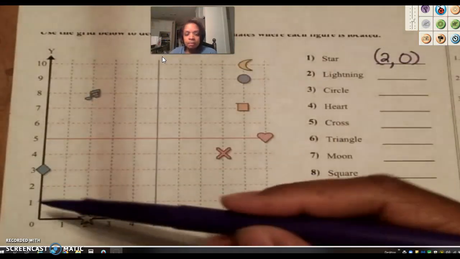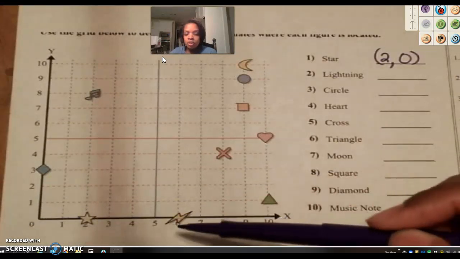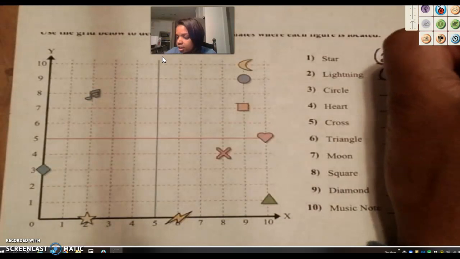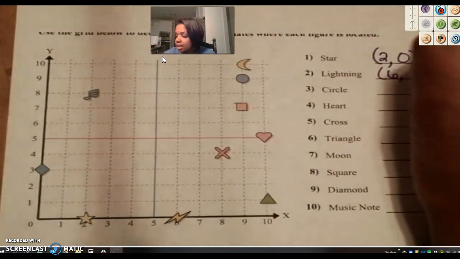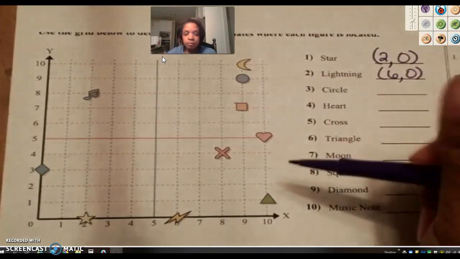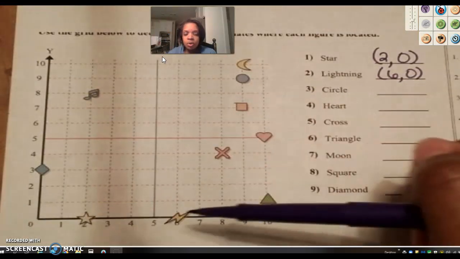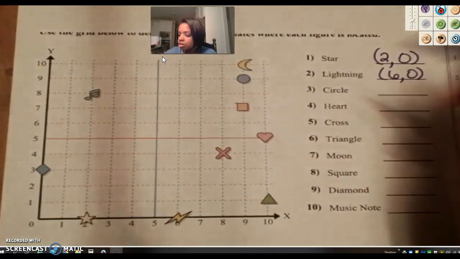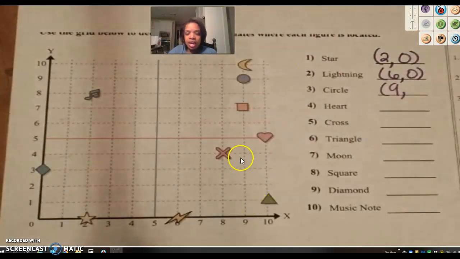Okay, let's look at the lightning bolt. The lightning bolt is here. So I would start at the origin and slide over, and I would go over 6. I'm going to put my comma there. And then I go up 0, so it's 6, 0. All right, so let's find the circle. The circle is all the way over here. Again, start at my origin, go over, and I notice that it's under 9. And then I would slide all the way up there. And so it's 9, 9, because when I look over, there's a 9 there.